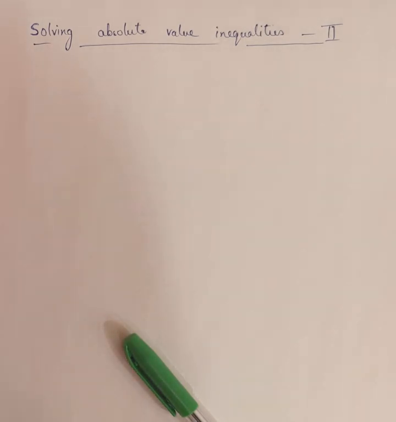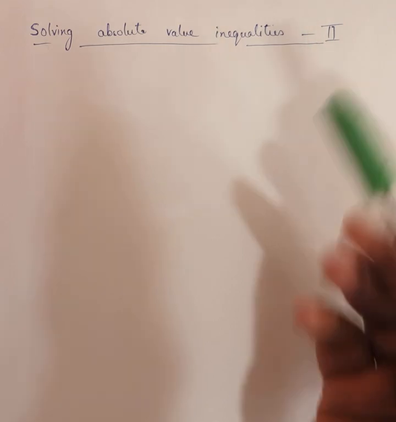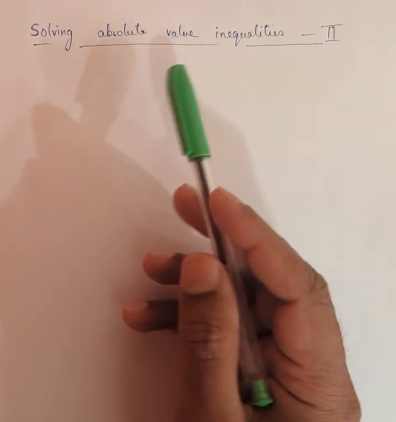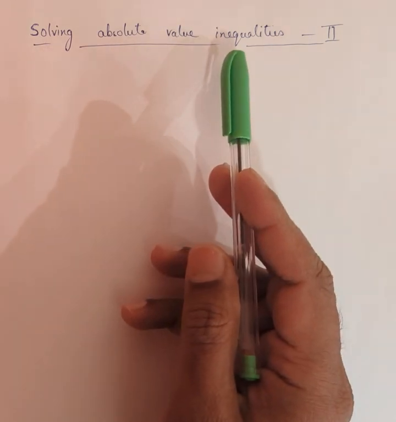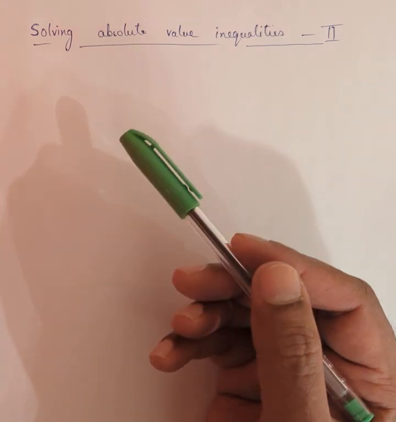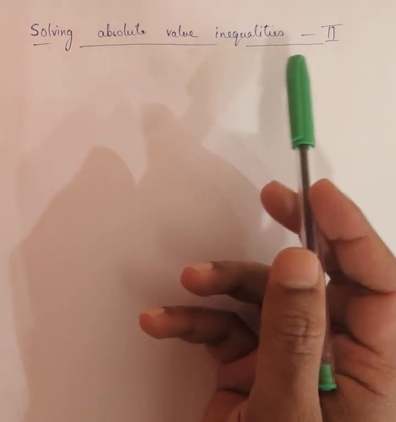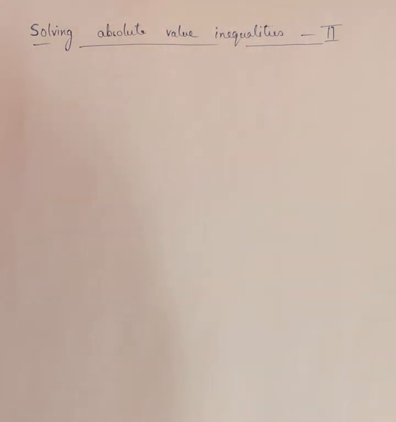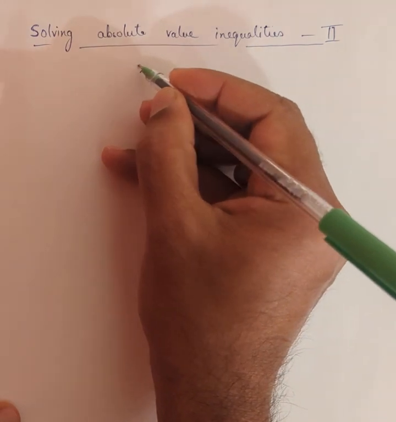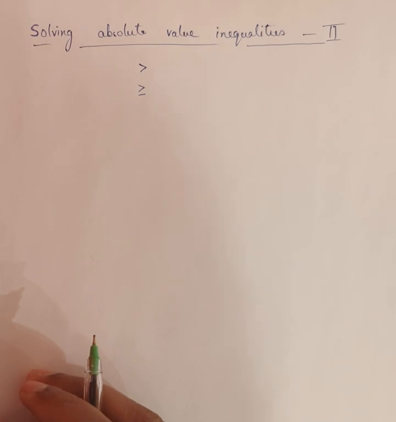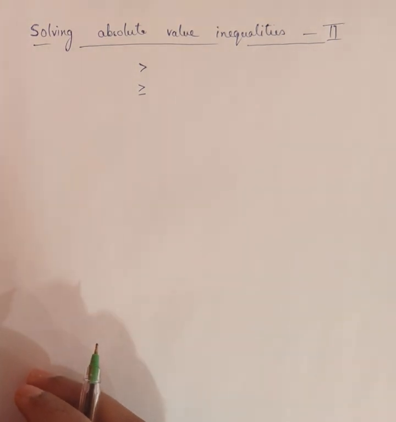Solving absolute value inequalities, part 2. In part 1, we looked at absolute value inequalities that were either less than or equal to. Now, in this part, we will look at the other two inequalities, which are greater than and greater than or equal to. Let's begin with an example.